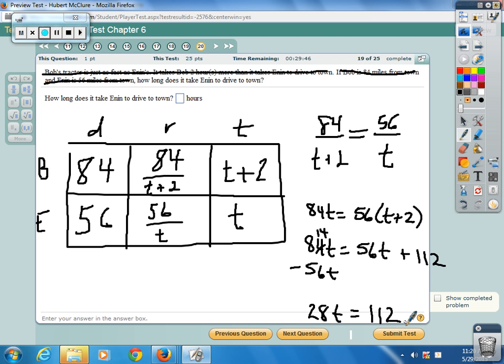Come out to be even. T is equal to 4. So it takes Aaron 4 hours to get to town, and it takes Bob 6 hours.